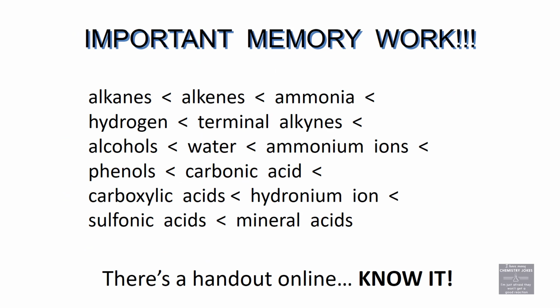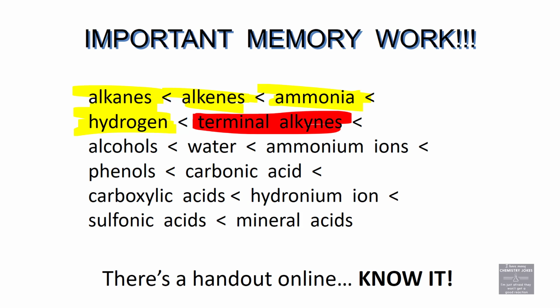Here's that acid-base chart that you're supposed to be familiar with, right? Terminal alkynes are here. Terminal alkynes are reasonably acidic. It's the 5th most acidic thing on our list. Things that are less acidic than terminal alkynes have conjugate bases that can deprotonate a terminal alkyne. That means hydrogen. That means alkanes, alkenes, ammonia. The conjugate base of an alkane, the conjugate base of an alkene, the conjugate base of ammonia, the conjugate base of hydrogen. Those are the bases that can deprotonate a terminal alkyne.